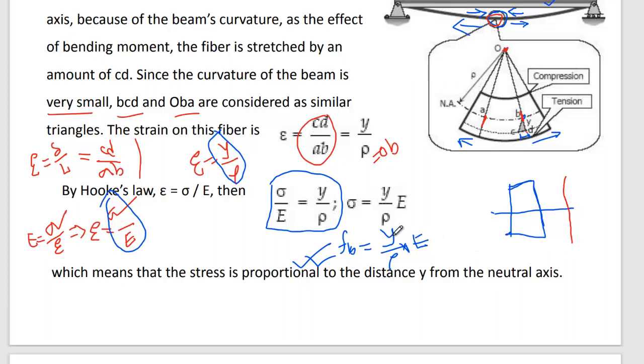If y is more, flexural stress is more. So when will y be maximum, here or here? Do you understand? What is the y? The distance from the neutral axis.